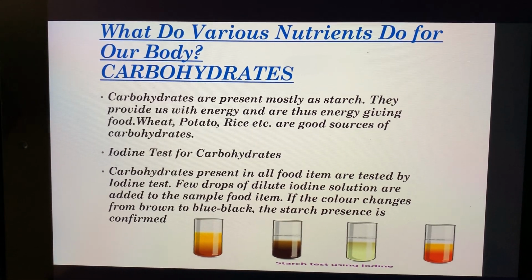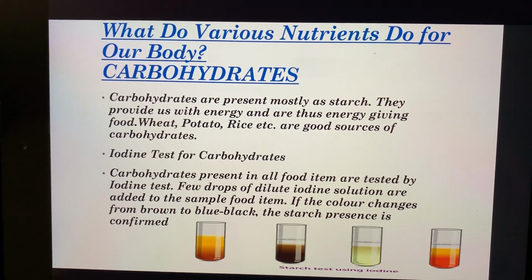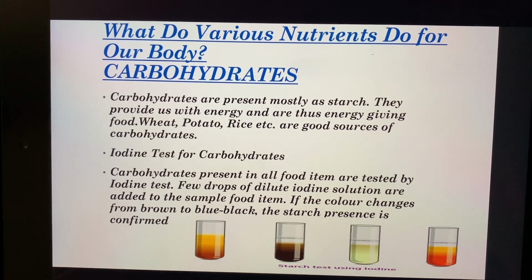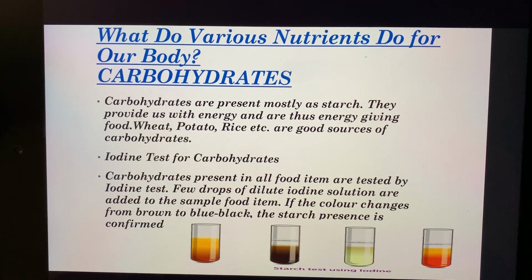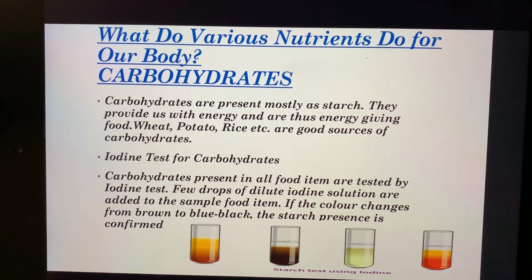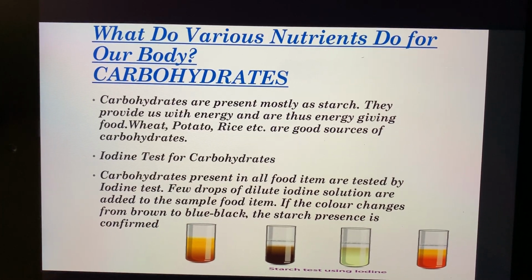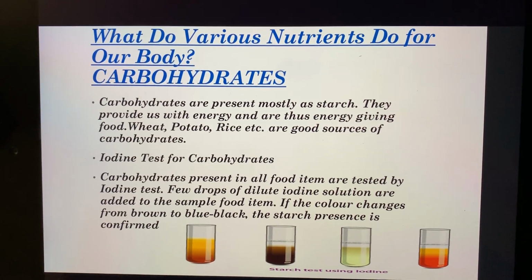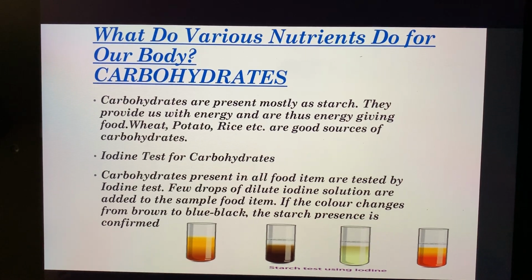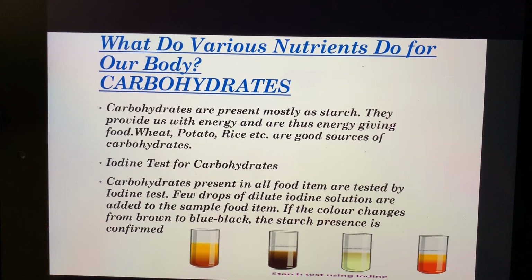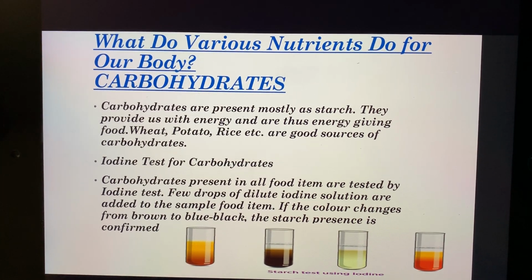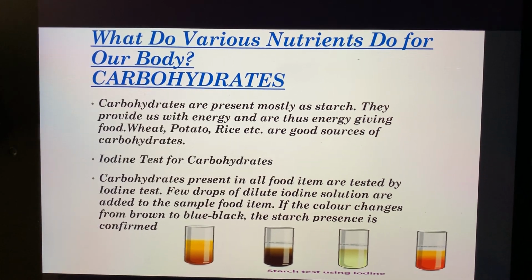Now what is starch? When you wash off these things, let's say wheat or potato or rice, you'll get a dusty type of water, let's say some sort of milk. That exact substance that you can see in the form of the milky in the water can be said as starch.